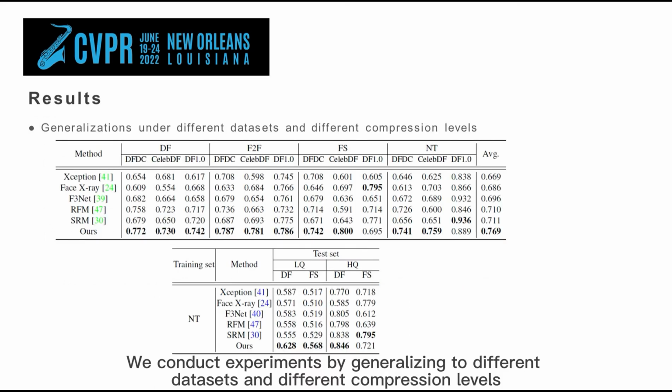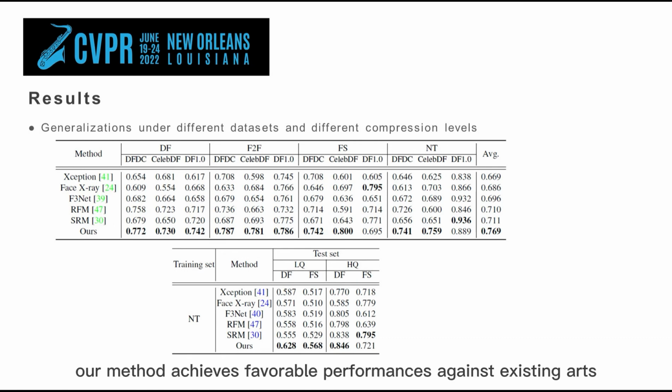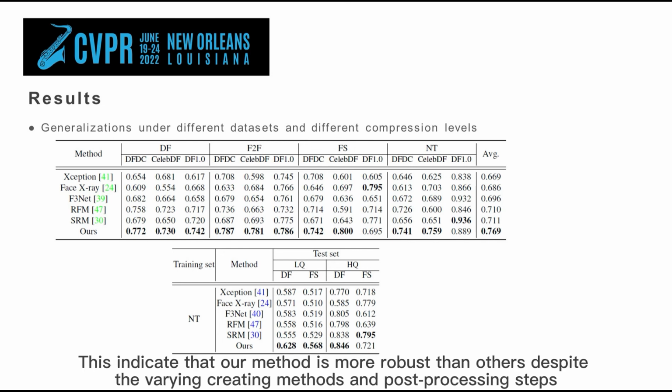We conduct experiments by generalizing to different datasets and different compression levels. As listed in the tables, our method achieves favorable performances against existing arts. This indicates that our method is more robust than others, despite the varying creating methods and post-processing steps.